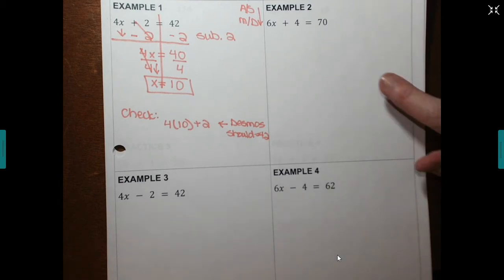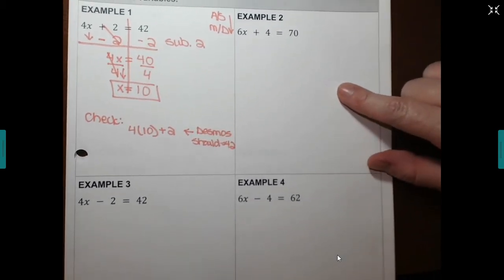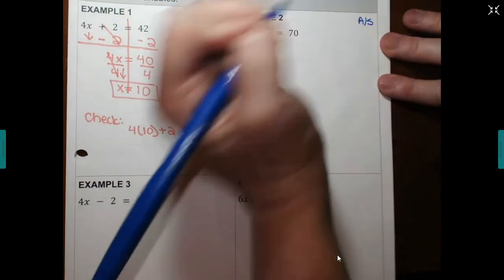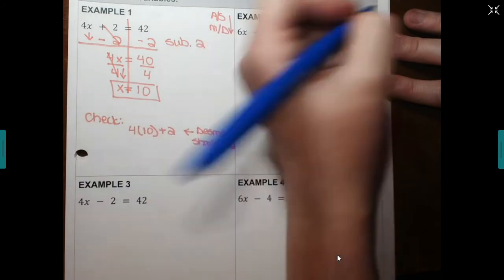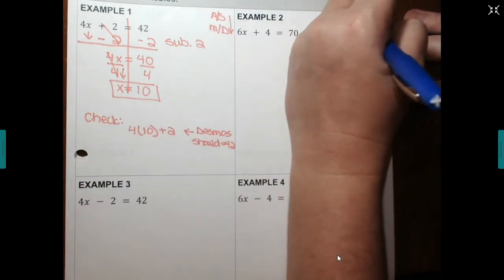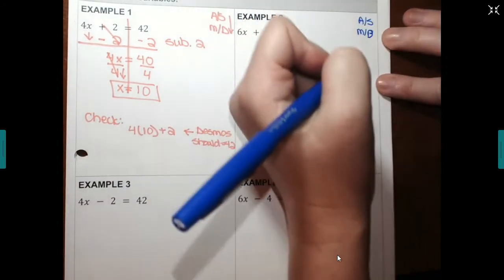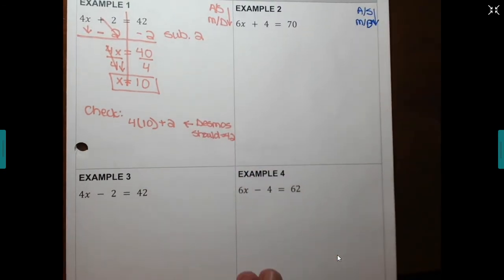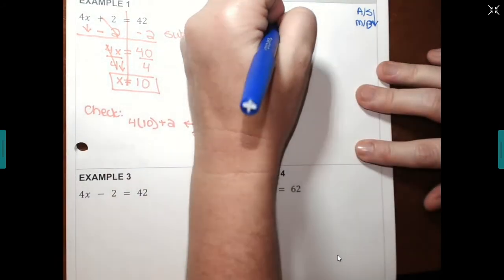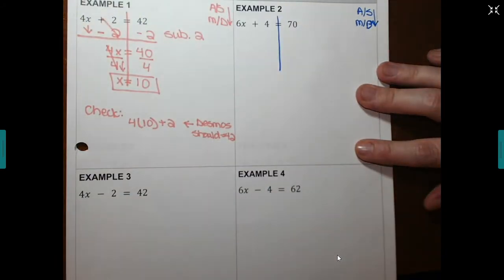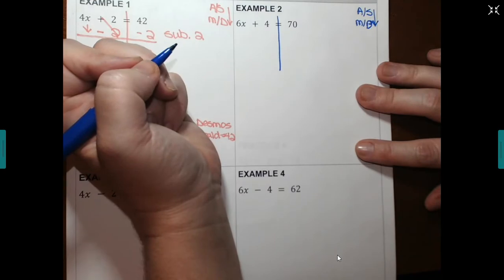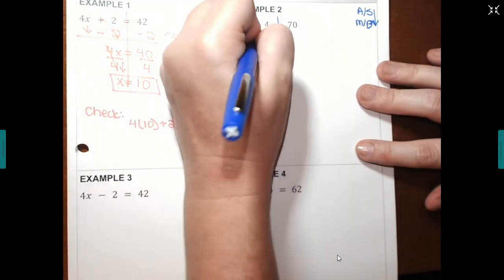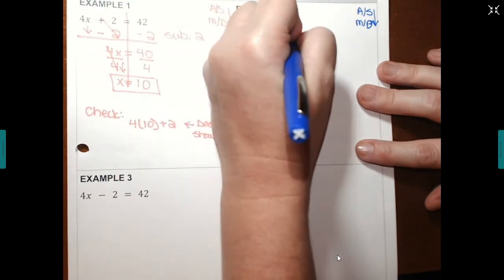Okay, example 2. Remember, we're looking for things that we can add or subtract to get our variable by itself first. And then we're looking for things we can multiply or divide. That's a D, not a B. I'm so sorry. Okay. So first off, let's draw that gate. Okay. Do you see what we can do first? We can subtract our 4 from both sides.